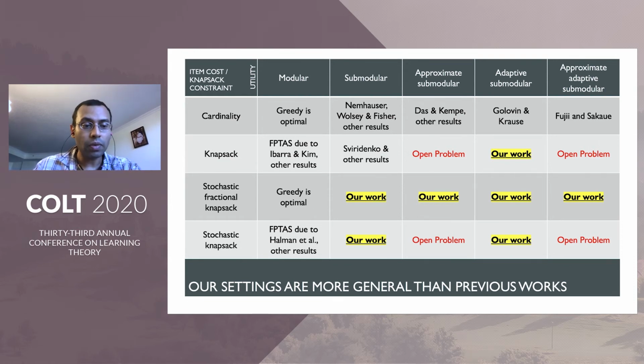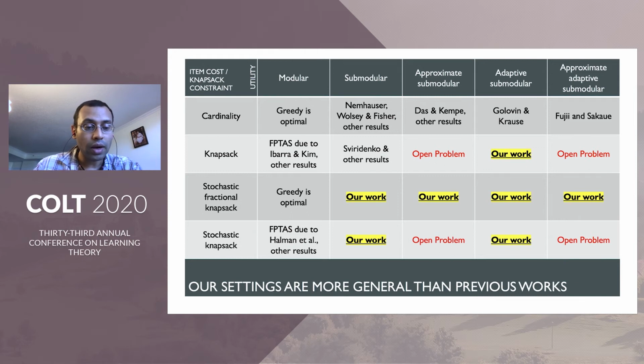In particular, when the knapsack constraint is the stochastic fractional knapsack, so the item costs are random and you want to keep it within the budget in expectation, we can actually solve the maximization of all these different utility function classes, and we basically show that the greedy algorithm works with provably good guarantees for all these different utility classes. More interesting, perhaps, is the stochastic knapsack version.